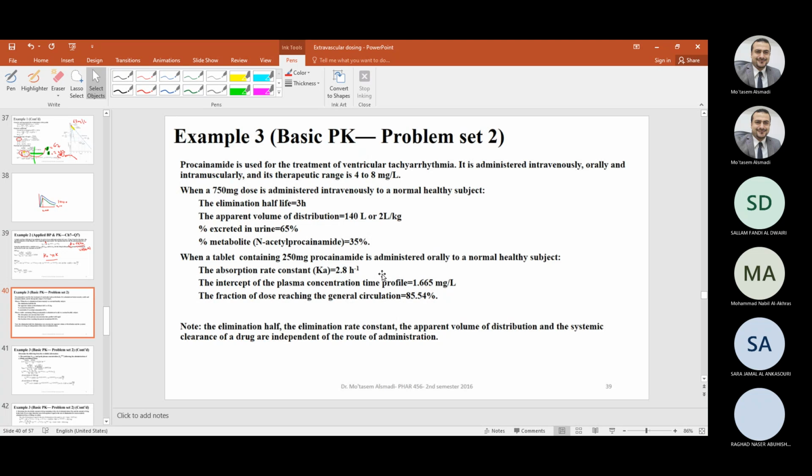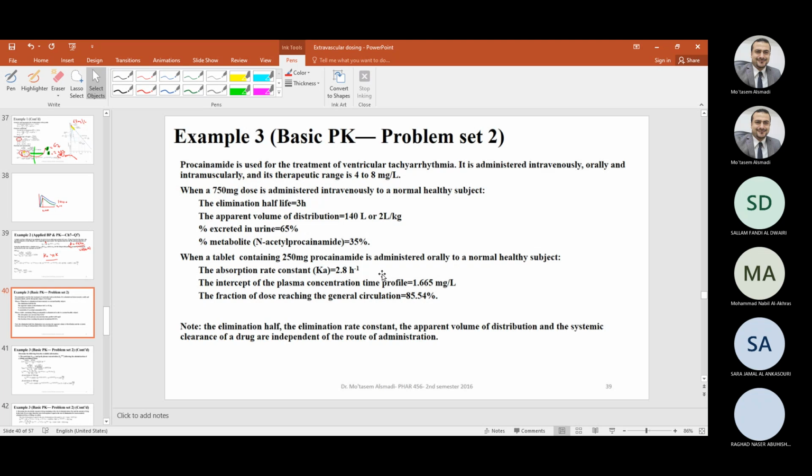When a 750 milligrams dose is administered intravenously to a normal healthy subject, the elimination half-life was 3 hours. The apparent volume of distribution was 140 liters. The FE was 0.65 and the FM was 0.35. Right? And where did I get these from? From these statements. Fraction excreted unchanged in the urine was 65%, and the percentage eliminated as metabolite in the urine was 35%.